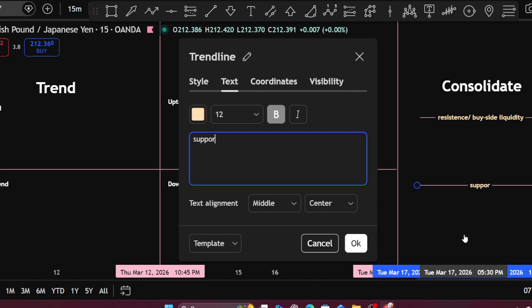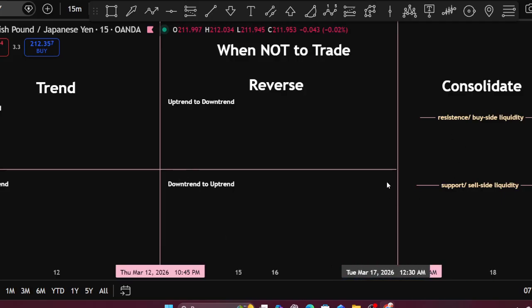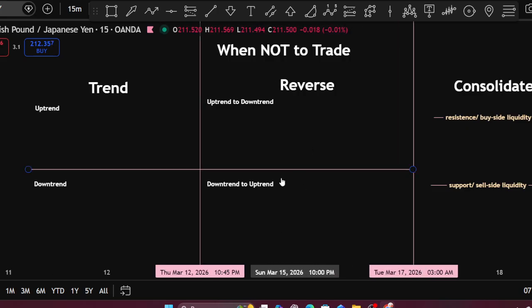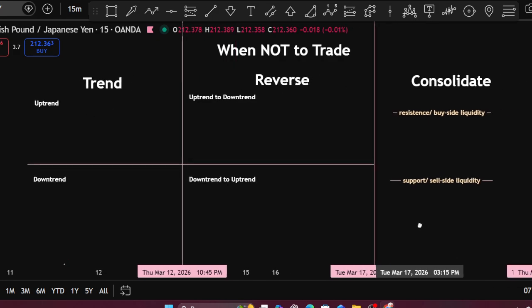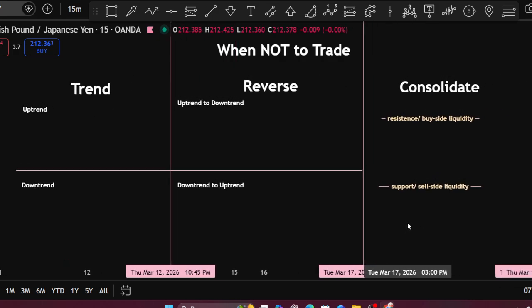So here is your support. That's retail trader language. Retail traders are you and I, but the people who have big money and can actually move the market, smart money, institutional people, they will say it is called sell side liquidity. Again, learn that language. All right, so that's the foundation. Let me make sure that you can see everything.